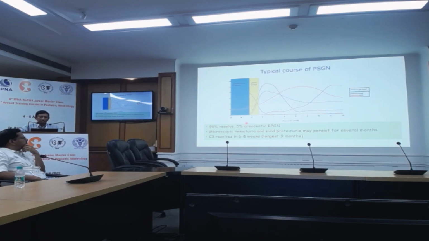Only 5% are likely to have a more catastrophic course with a rapid progression of renal failure. So as you can see, the C3 levels are low very early in the disease, and they tend to return back to normal around the end of 8 to 10 weeks, definitely by 3 months. The longest that has been reported is around 9 months. The microscopic hematuria that you see with this red line, with this green line, you see it could persist on for months, sometimes even for years. The exact significance of that is not really well defined.